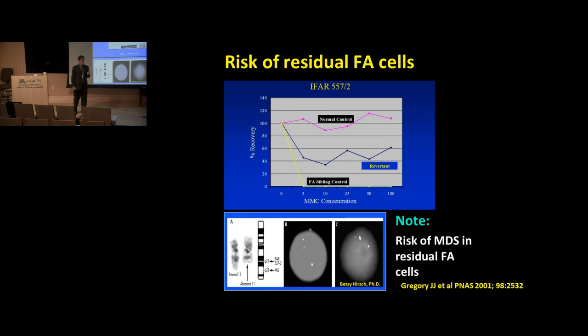So this teaches us something else. We have to get rid of the residual FA cells as quickly as we can, if we can, because they still have the capacity to become leukemia. So yes, you have a normal cell population, spontaneous correction, but we have to get rid of the FA compartment. So this also teaches us something about the future of gene therapy. We have to get rid of the residual FA cells.